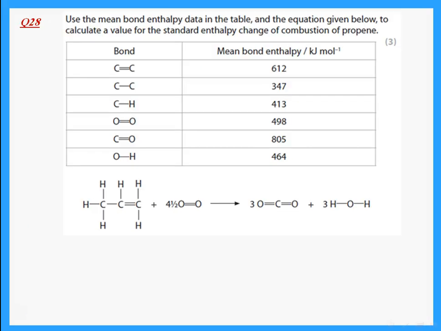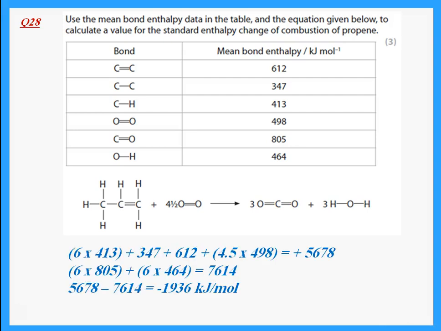Here again, we're trying to get the delta H from bond enthalpies. So again, let us look at the bonds. We have C-H bonds needing 413. We have 6 of them. Plus we have 1 carbon-carbon single bond, so that's 347, plus 1 carbon-carbon double bond, so that's 612, plus 4.5 O double bond O, each of them needs 498, and these are the bonds for the reactants. So the total for the reactants is this number.